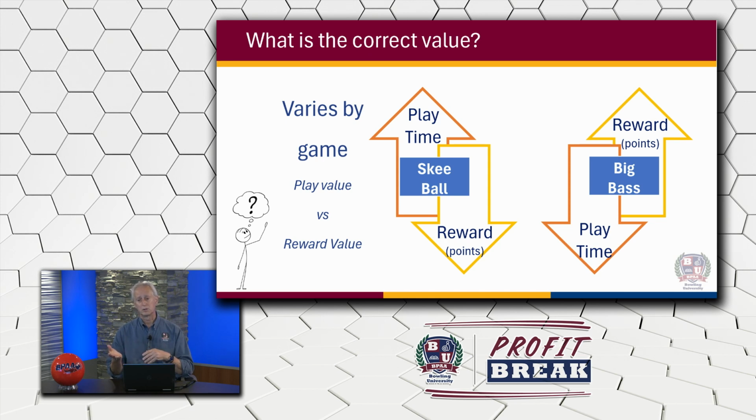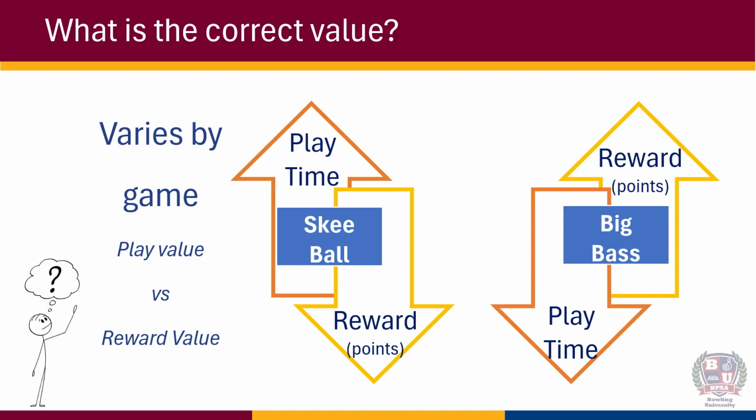On the opposite end of the spectrum are the games that are over quickly, something like a big bass wheel. It's over very quick. You pull that wheel, it's done. The point of playing it is that I potentially could win a lot of points that I can then take and redeem for a prize. So it's important that you understand the games that you have and where they fit in this play value versus reward value. That's going to determine what the payout ranges are.